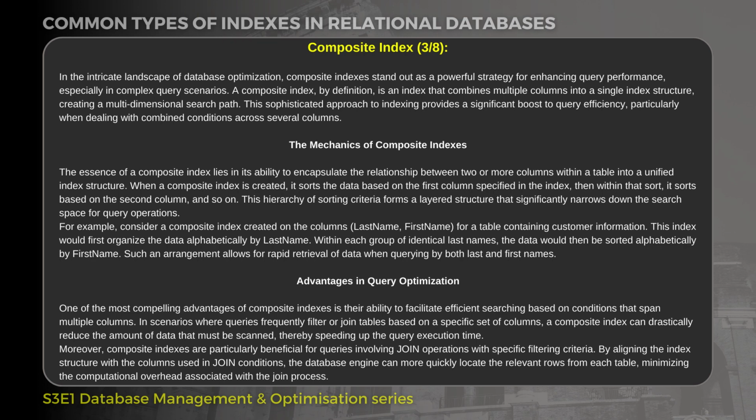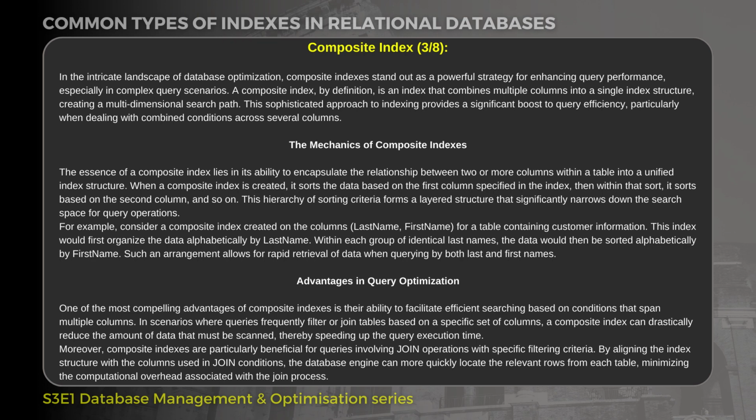The essence of a composite index lies in its ability to encapsulate the relationship between two or more columns within a table into a unified index structure. When a composite index is created, it sorts the data based on the first column specified in the index, then within that sort, it sorts based on the second column, and so on. This hierarchy of sorting criteria forms a layered structure that significantly narrows down the search space for query operations.